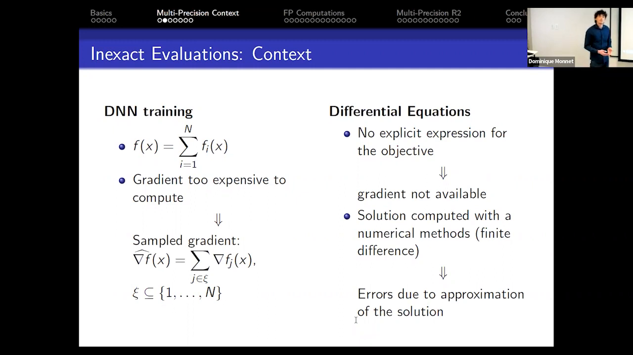So basically, you do not have the exact solution. You just have an approximation of the solution. And you're going to have errors in the evaluation of your objective function because of that, because you don't solve it exactly.